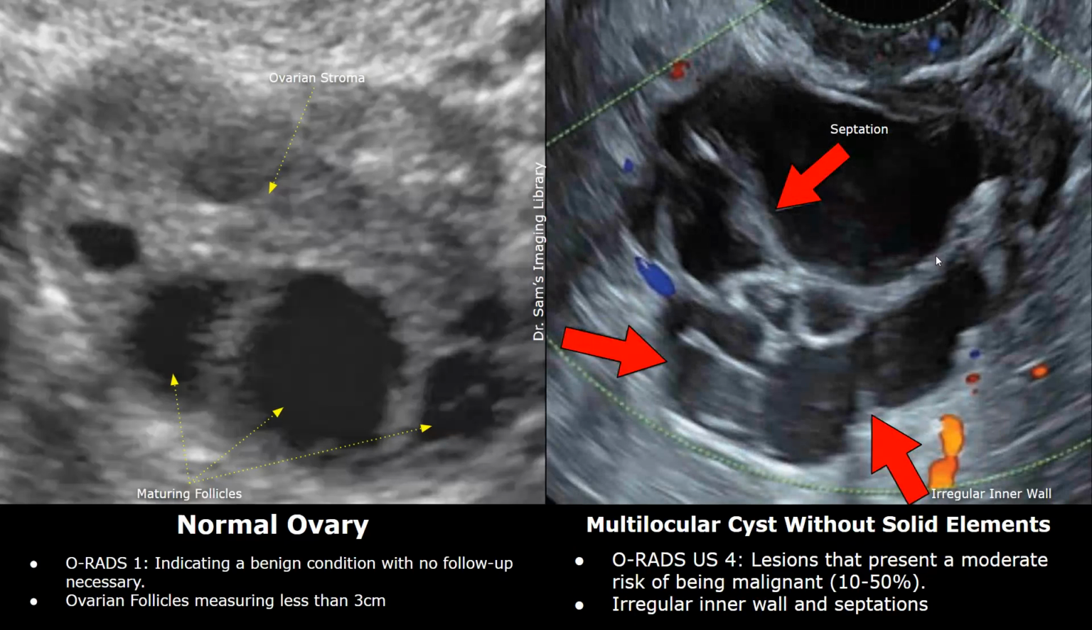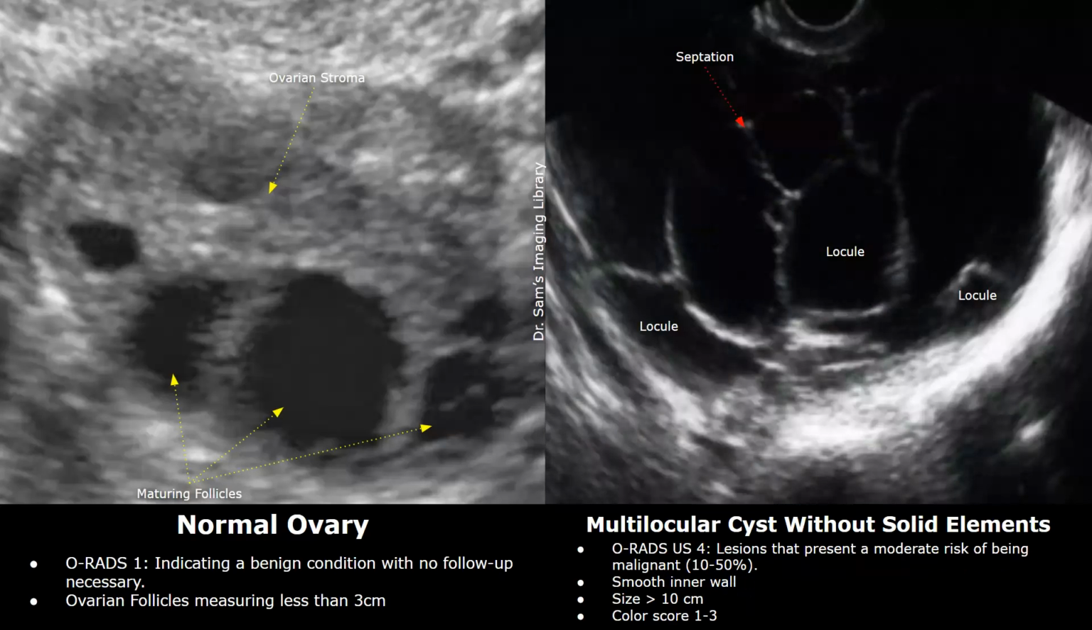This is a multilocular cyst without solid elements. We can see the septations and multiple compartments, but we do not see solid areas other than the septations. But another feature to note here is the irregular inner wall. There is wall irregularity in this multilocular cyst without any solid components. So this type of lesion also comes under O-RADS 4.